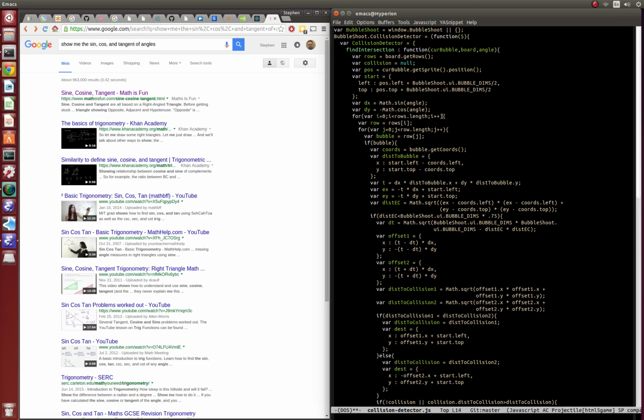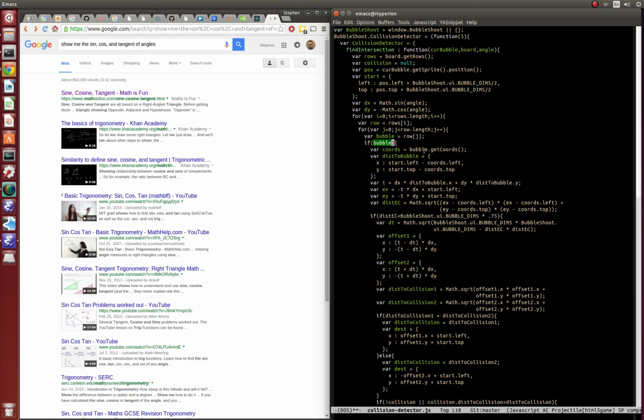So anyway, then we're going through every row in the actual rows, and then every column in the row. We're looking at a bubble. We're asking, does the bubble exist? And that's because with his implementation, half of the spaces are null. They don't actually have bubbles in them, so that you can do that staggering thing easily.